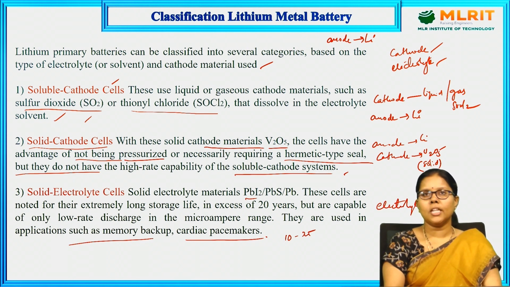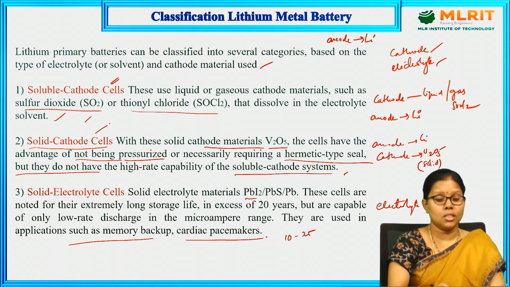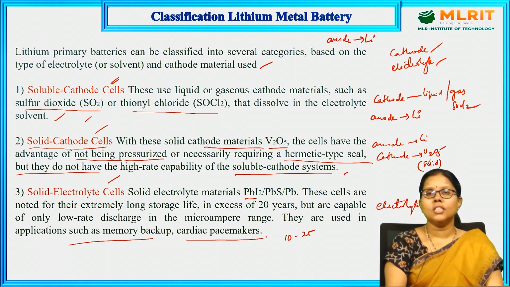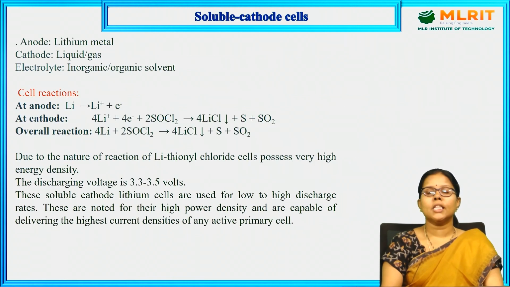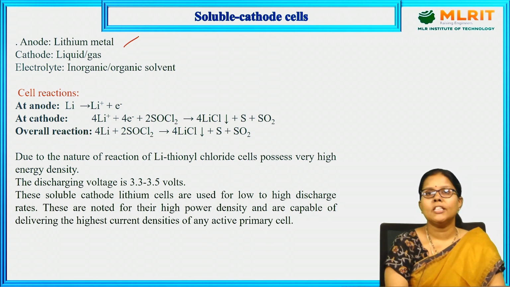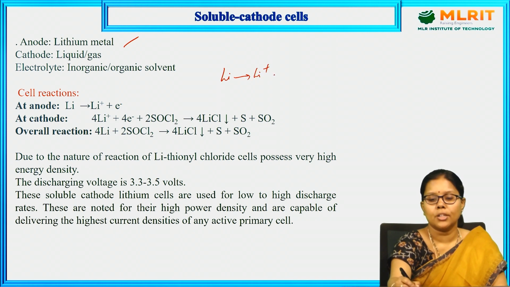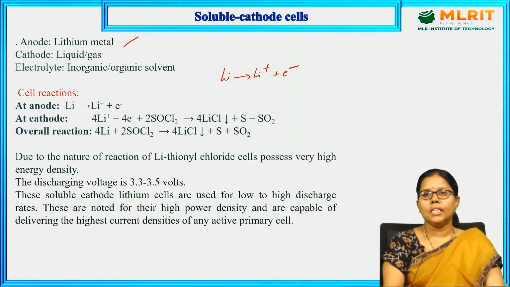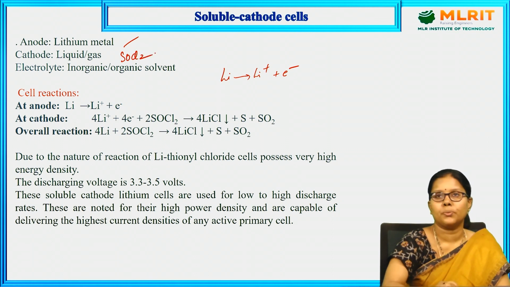So this is all about the classification of lithium metal batteries, which act as solid cathodic cells, soluble cathodic cells or solid electrolyte cells. All these three types act as primary batteries, which are not rechargeable. Let us take an example of solid cathodic cells in which the anodic metal is lithium, where the lithium is oxidized. It is an electrochemical equivalency where lithium is oxidized and gives one electron, lithium ion and electron. The cathodic metal is liquid or gas. We are going to choose thionyl chloride, SOCl2.